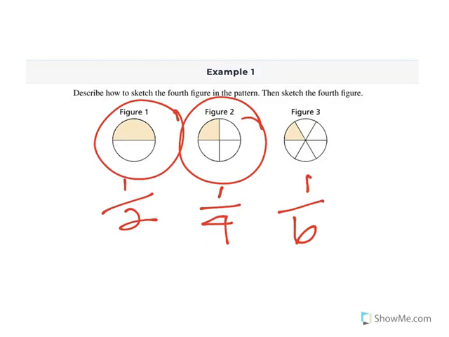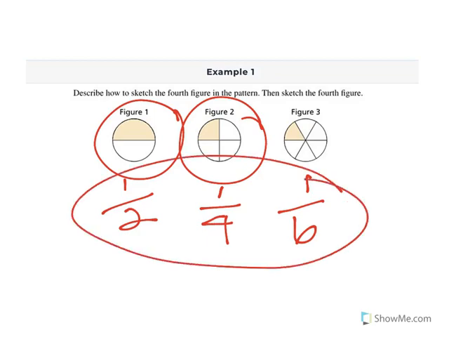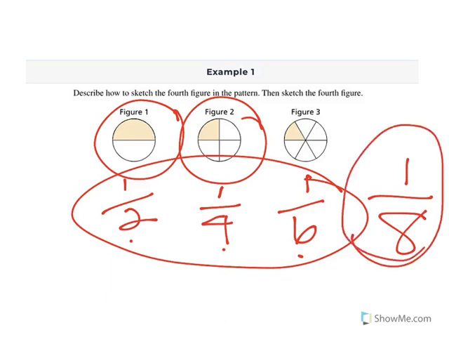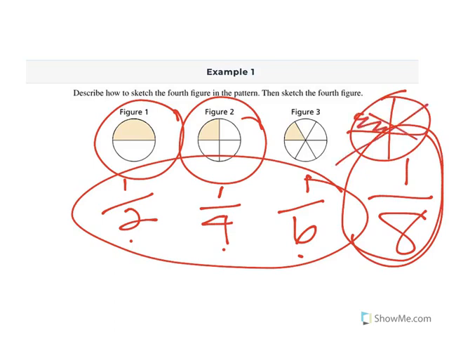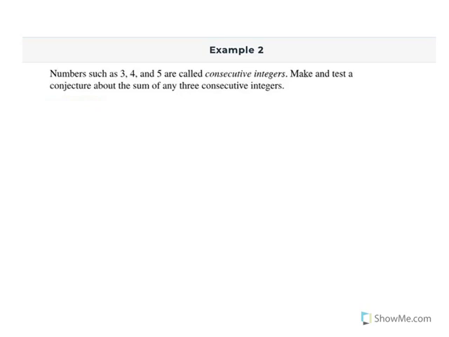Okay? Well, look at what's happening in our pattern here. Looks like we're probably going to have a 1 on the top, right? And then here we're going up 2, 4, 6, well, 8, right? So our next sketch would have 8, and one of them would be drawn in.